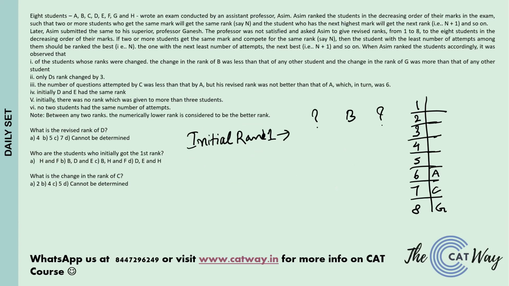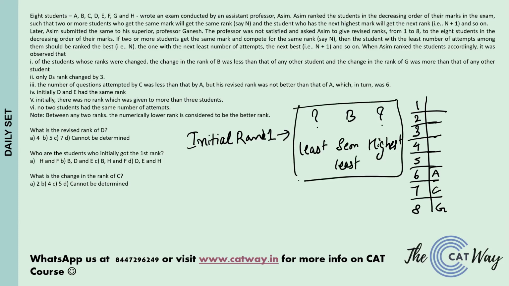Then there's some guy over here. Take care. He had the least attempt. Take care. He had the highest attempt. Between these three people, only between these three people, he has got this attempt, and this B has got the second least. Take care. Because all of them were ranked 1.